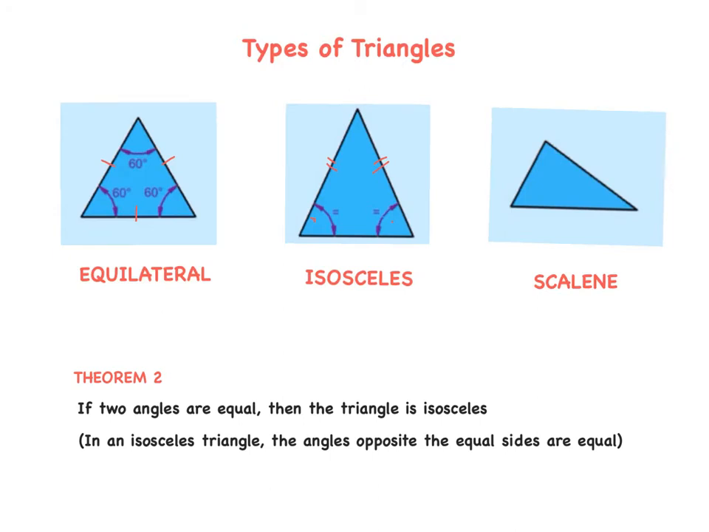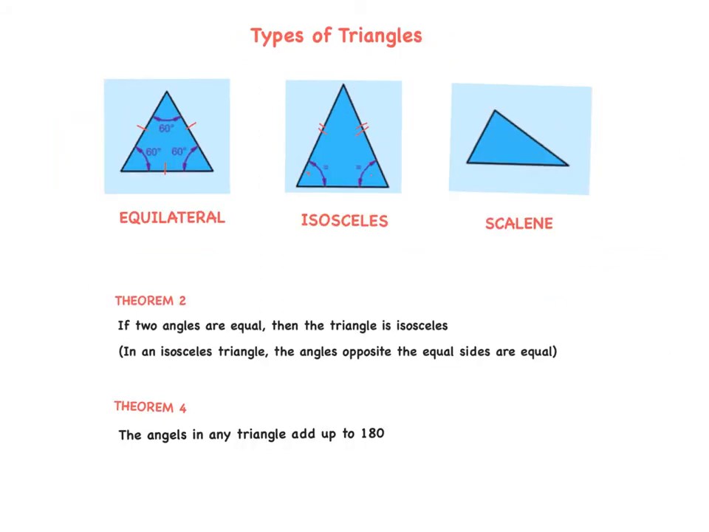And there we go. The next theorem you need to know is about the isosceles triangle. If two angles are equal, then the triangle is isosceles. Or you can say, in an isosceles triangle, the angles opposite the equal sides are equal. So this angle is opposite to this side, and this angle is opposite to this side. If we have the same sides, these two angles are also the same.